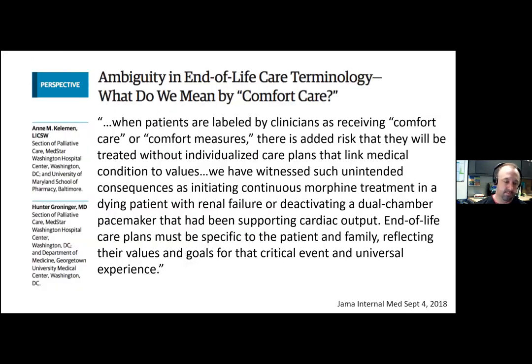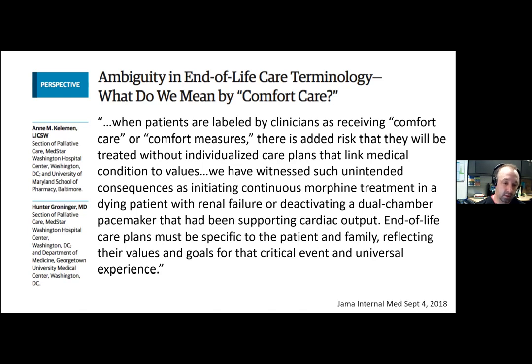So, and I just want to read this quote from the article as well. When patients are labeled by clinicians as receiving comfort care or comfort measures, there's added risk that they'll be treated without individualized care plans, which is what palliative care is all about, right? So individualized care plans that link medical condition to values.